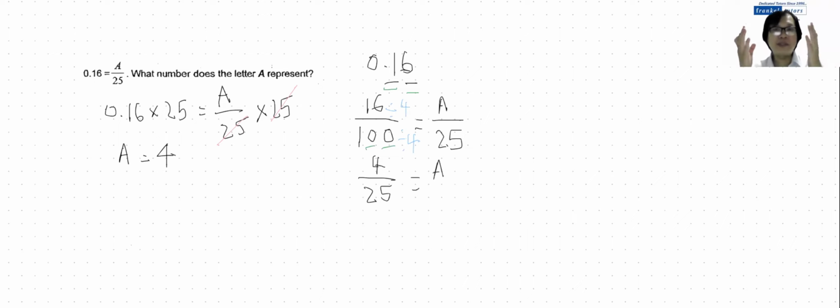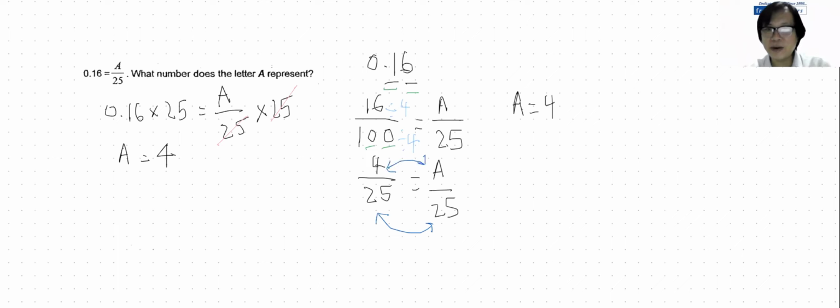So by the principle of equivalence, if the bottom matches, 25 and 25, the top must also match, 4 and A. So that tells us that A is 4, because they match on both sides, you see? The bottom 25 matches with 25. The top 4 matches with A. And that's how we get our answer. A is equal to 4.